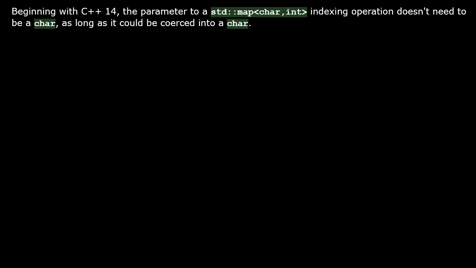The data type of a map's key is one of the template parameters. In these examples, that type has been char. So when you do indexing, you generally must specify some char, which is the key that you're requesting to look up. But beginning in C++14, you no longer need to specify exactly a char. Now, you only need to specify something that can be coerced into a char.